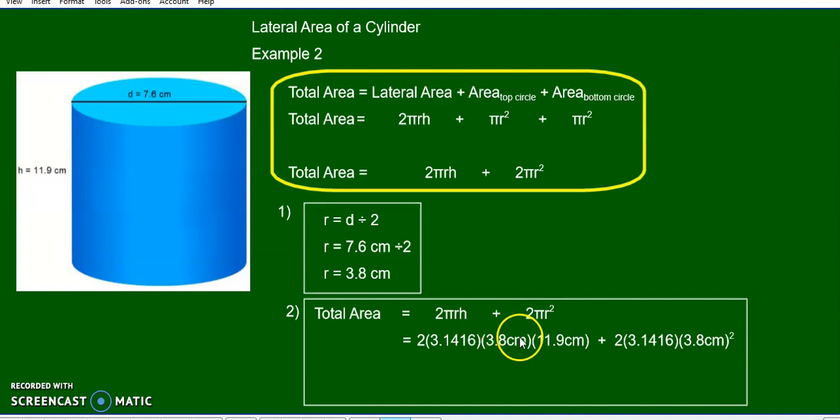Okay, so here we have centimeters times centimeters, which will give us centimeters squared, plus centimeters to the power 2, that's centimeters squared. So centimeters squared plus centimeters squared will be centimeters squared. When we work all this out, the lateral area is 284 centimeters squared, and the two circles together come out to 90.73 centimeters squared. So centimeters squared plus centimeters squared are centimeters squared, 374 centimeters squared. How did you do? Did you get it right?